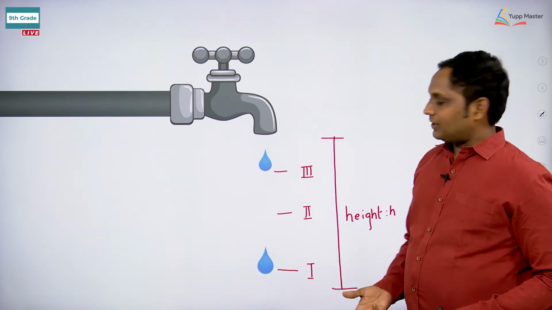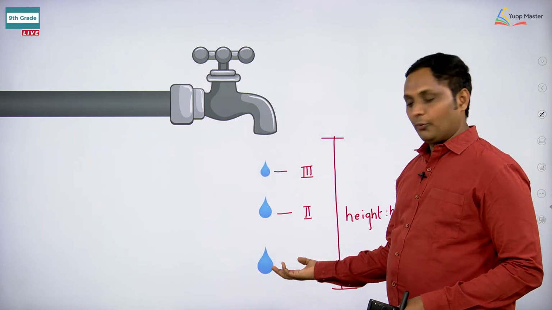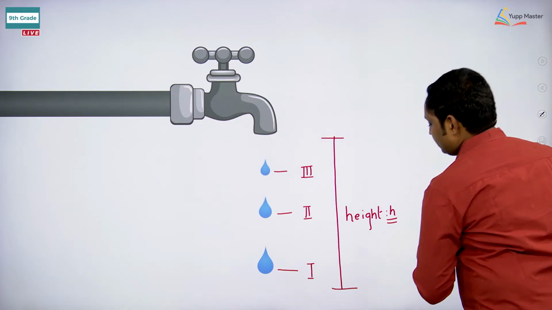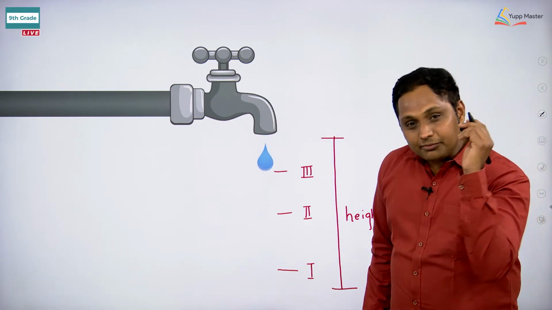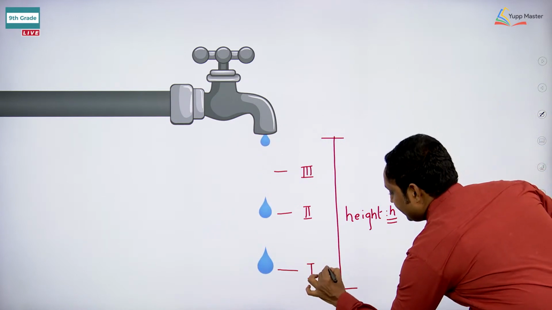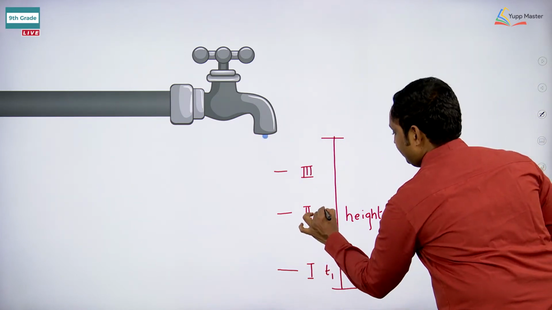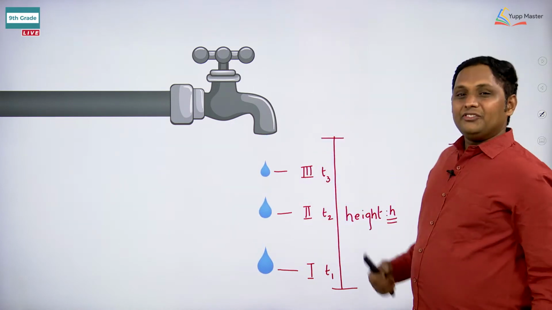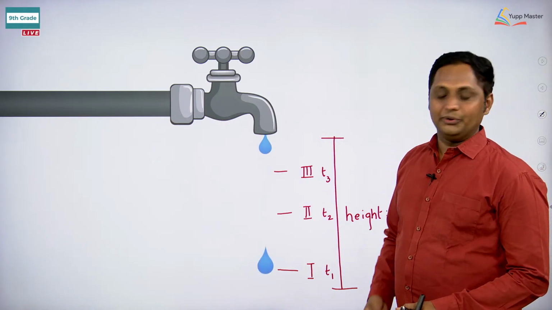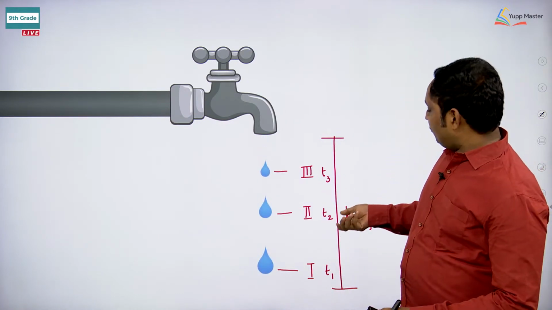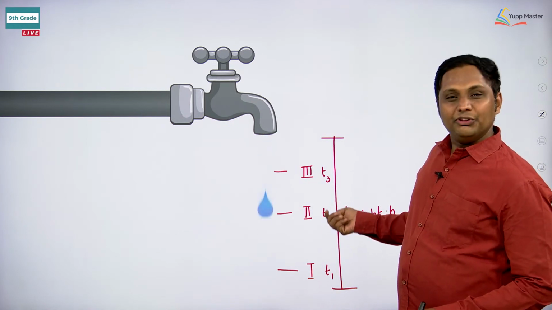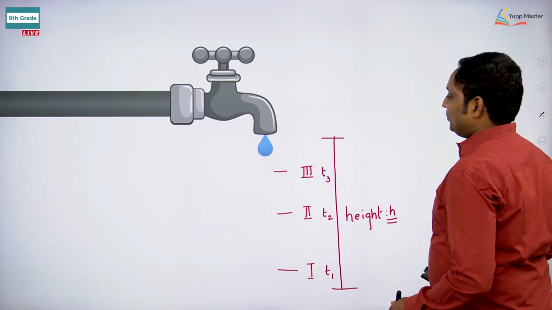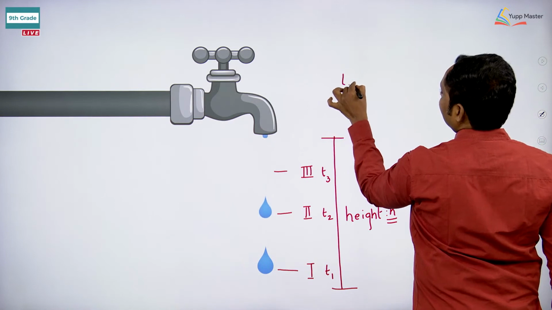Let us assume the first water drop has been dropped here. So, if they have given that height, then the time taken, this is T1, this is T2, this is T3. Time taken to reach the ground is going to be T1. So, this is for T2, this is for T3. Let us assume, right.